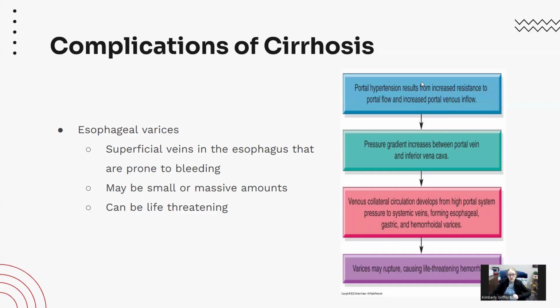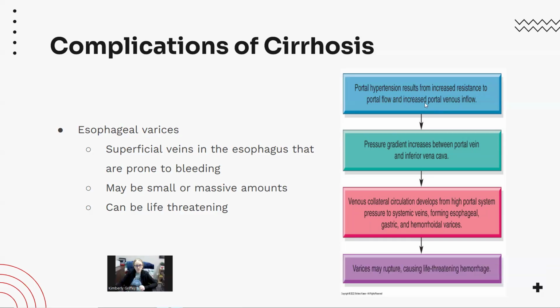So this is just the patho from when the portal hypertension starts to have resistant portal flow and increased venous inflow. Then your pressure gradient increases in the portal vein and the vena cava. And then venous collateral circulation develops from the high portal system to systemic veins, forming esophageal, gastric, and humeral varices. And then the varices can rupture, causing life-threatening hemorrhages.